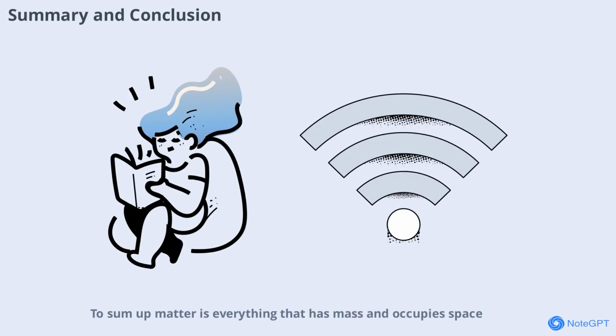Sum up: matter is everything that has mass and occupies space. It exists mainly in three states: solid, liquid, and gas, and can change from one state to another through processes like melting, boiling, and freezing. Understanding matter and its states is the foundation of science and helps us make sense of the world. Keep exploring and you'll find that matter is truly everywhere.